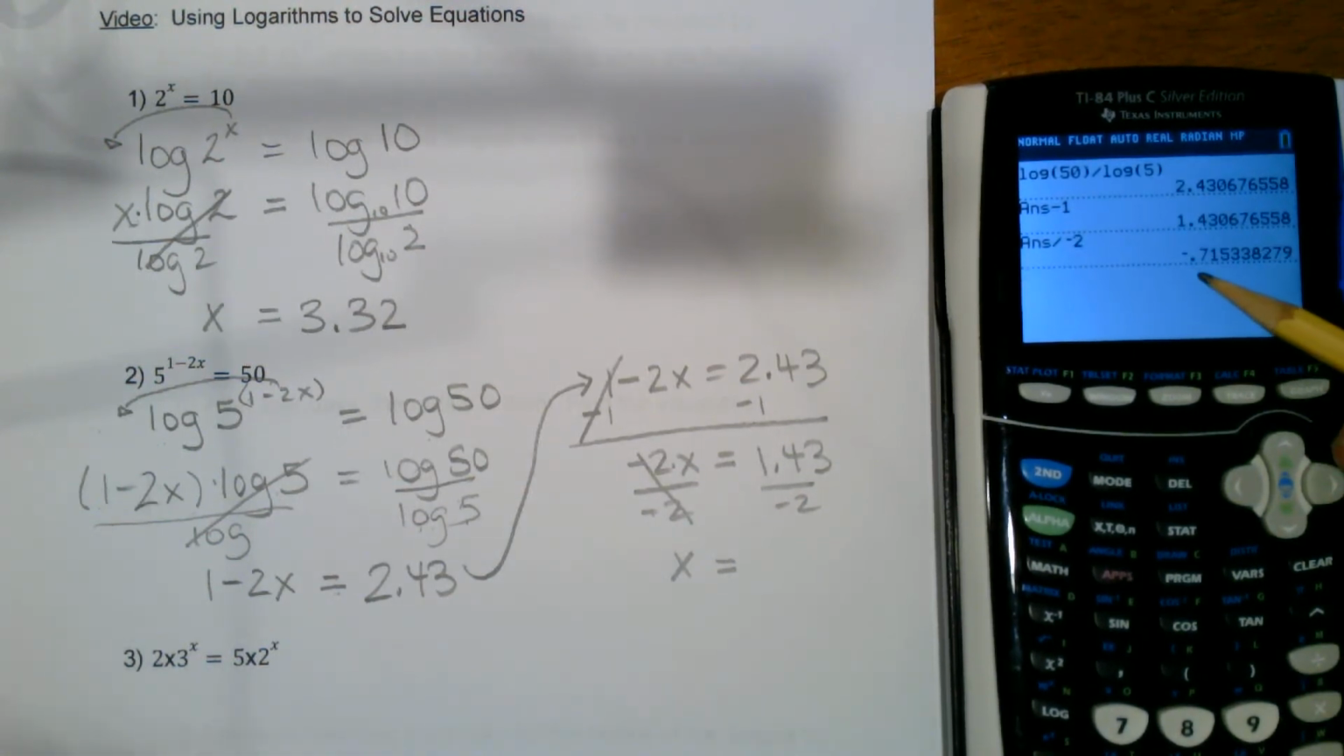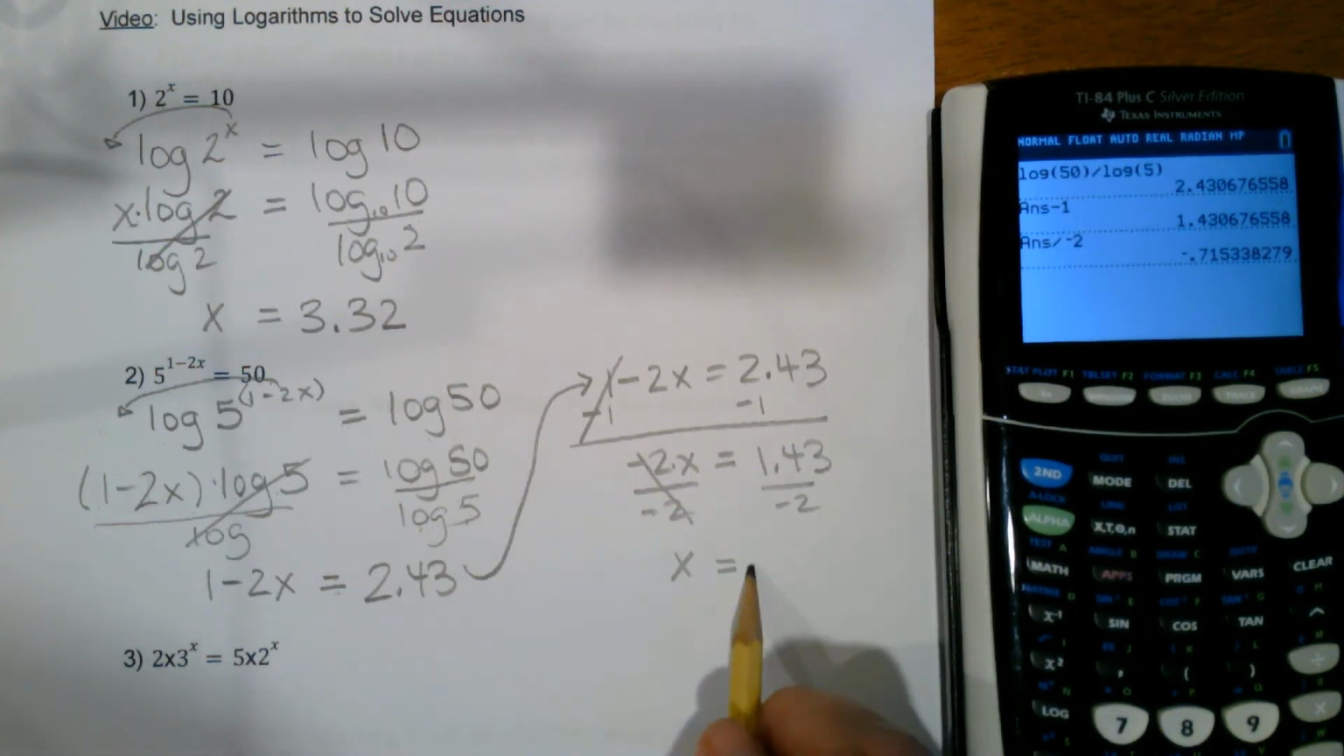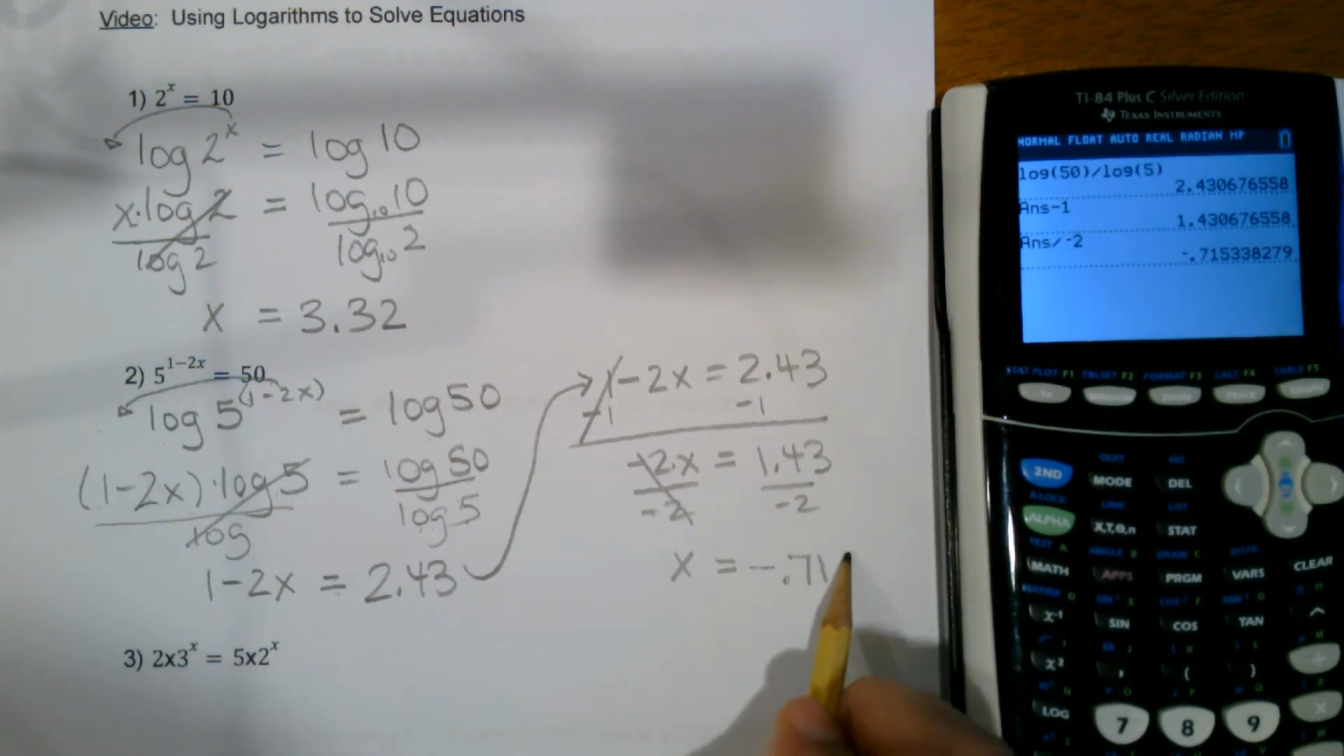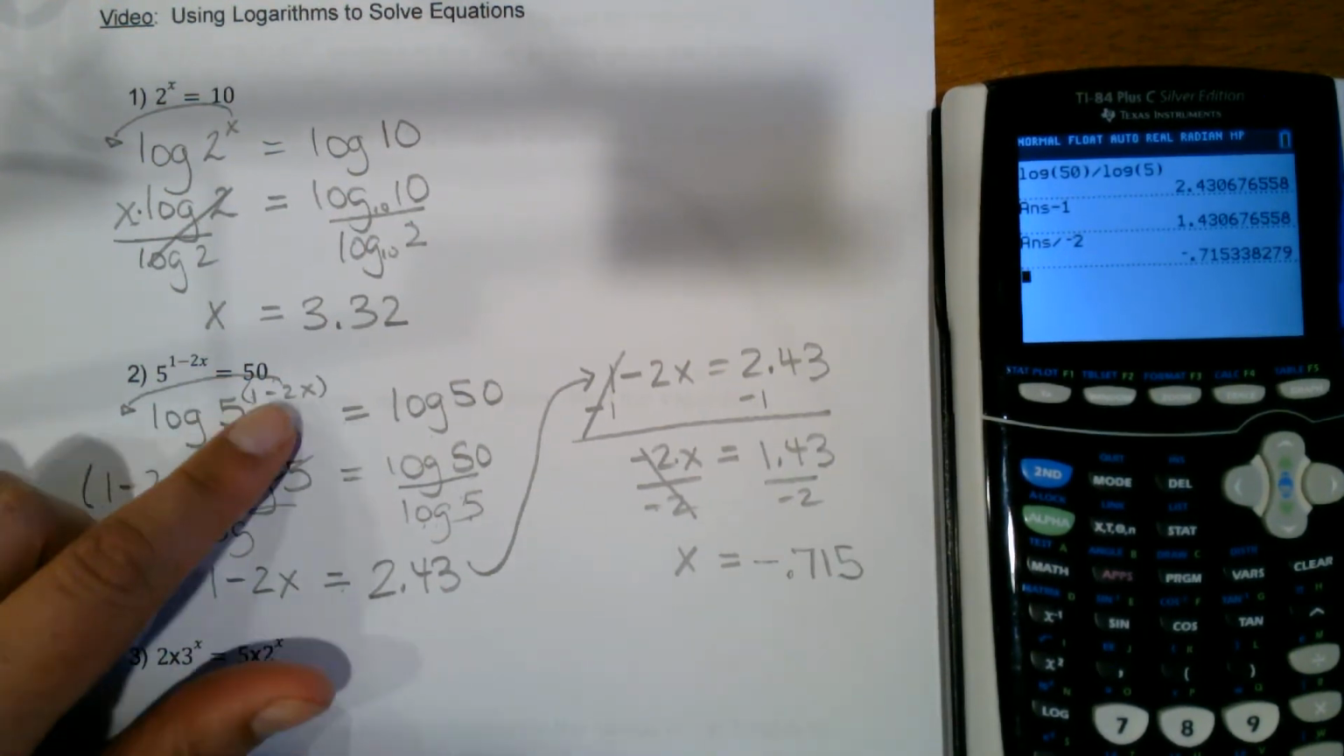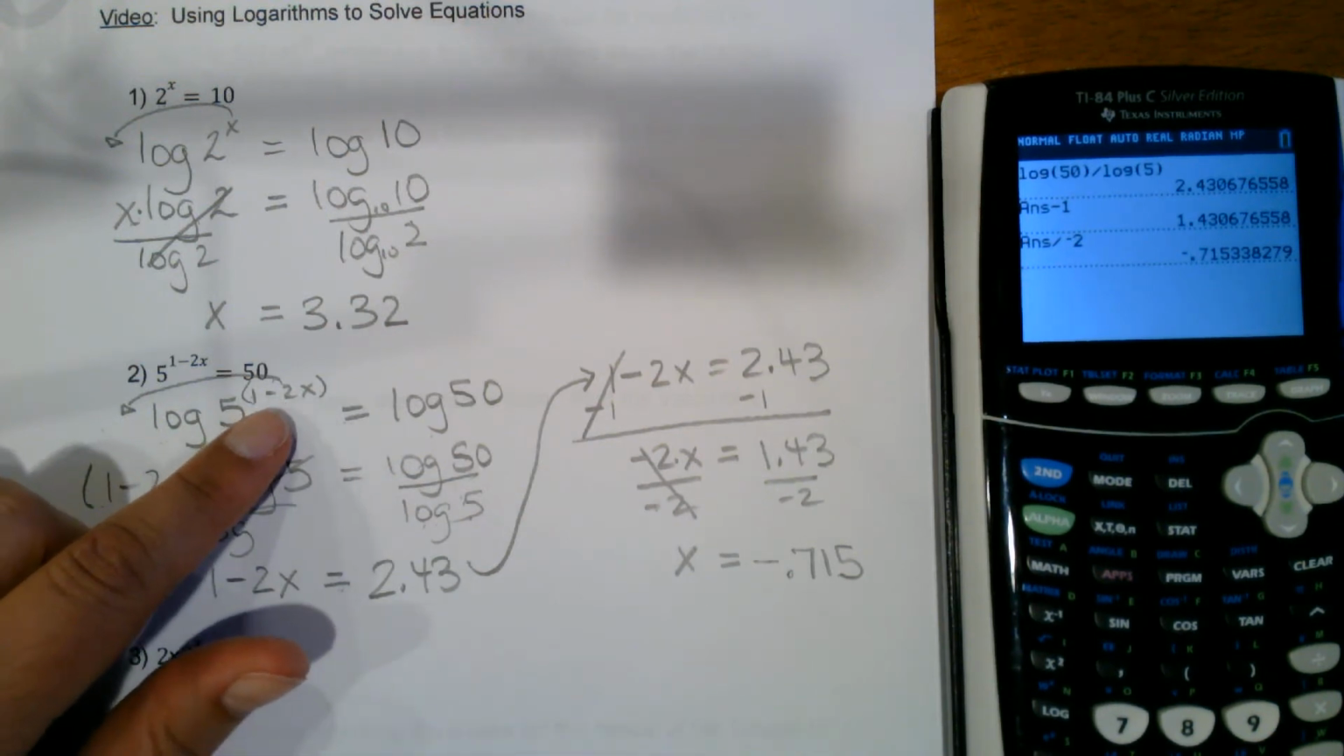And we get negative 0.715. So 3 significant figures goes to this 5. Let's just look to make sure we don't round it up. This is a 3, so we don't round it up. So our answer is negative 0.715. There we go. So the logs really help to get this out of that exponent spot.